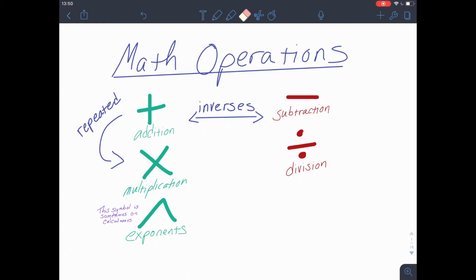Now, we usually don't use a symbol to represent exponents, but sometimes you might see that caret symbol on the calculator to show that you're putting in an exponent. And then the inverse of taking a number to a power is finding the root of that number. Often we call the symbol that we use there the radical, and we can also call finding the root the radical.